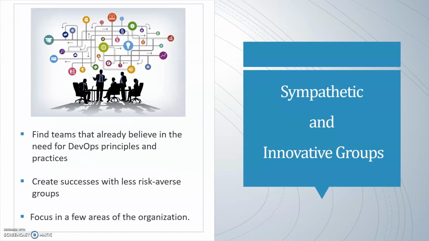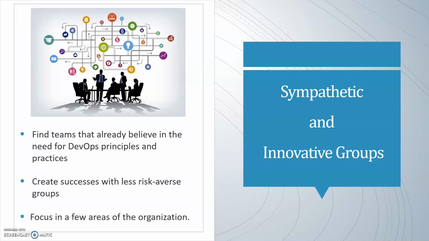Okay, so this is how we'll be talking about how we can go about implementing these DevOps practices into an organization. First and foremost, you want to find teams that already believe in the need for DevOps principles and practices. These will be the easiest to get on board, such as the innovators. These people see the need, they're willing to take the risk, and they're very easy to get the ball rolling on implementing DevOps.